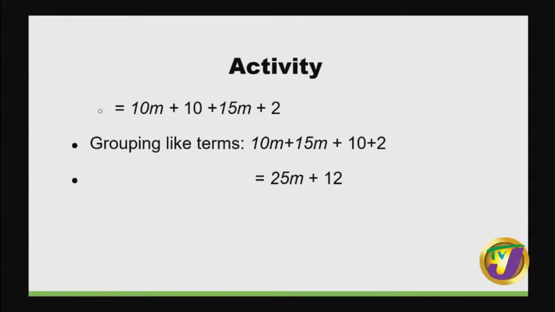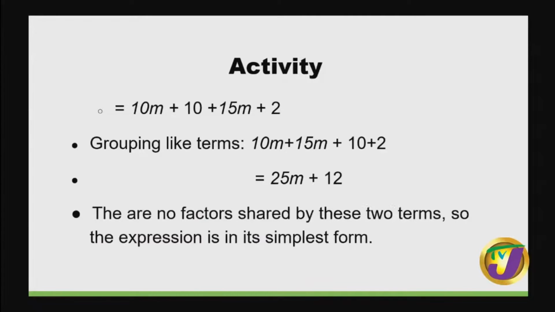Now, is there anything else we can do with this? There are no factors shared between these two terms. 25m plus 12 have no common factor, so this expression is in its simplest form. And we just stop there.